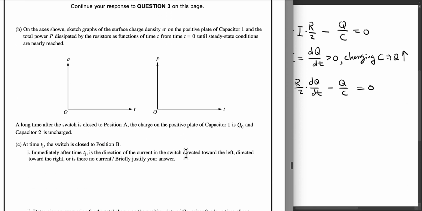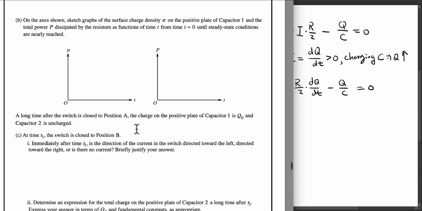Now let's look at part B. On the axis shown, sketch graphs of the surface charge density sigma on the positive plate of capacitor 1 and the total power P dissipated by the resistors as functions of time t from time t equals 0 until steady state conditions are nearly reached.